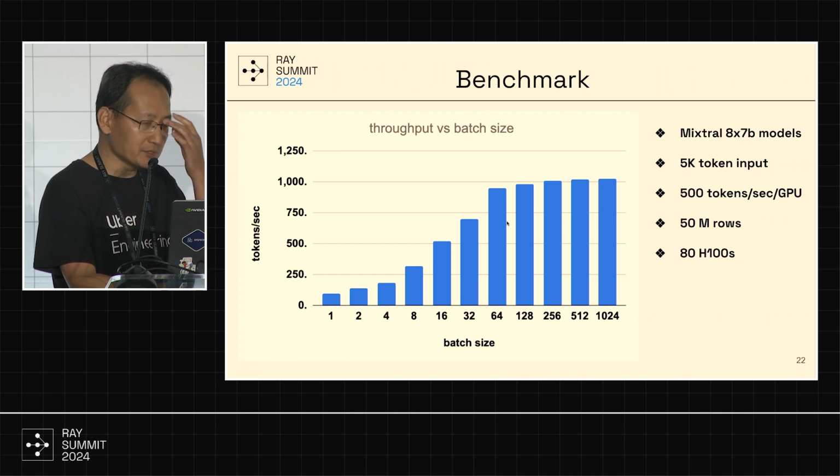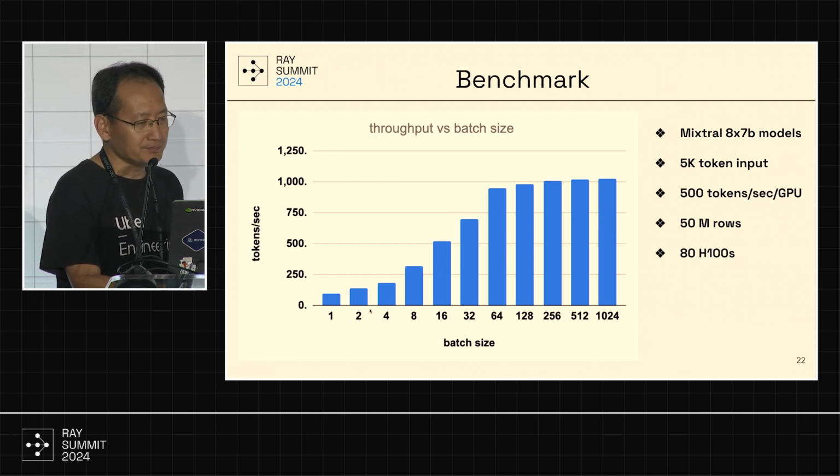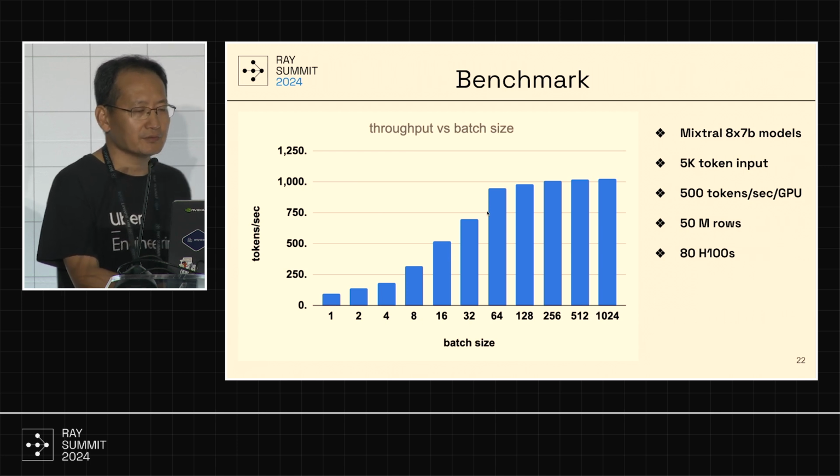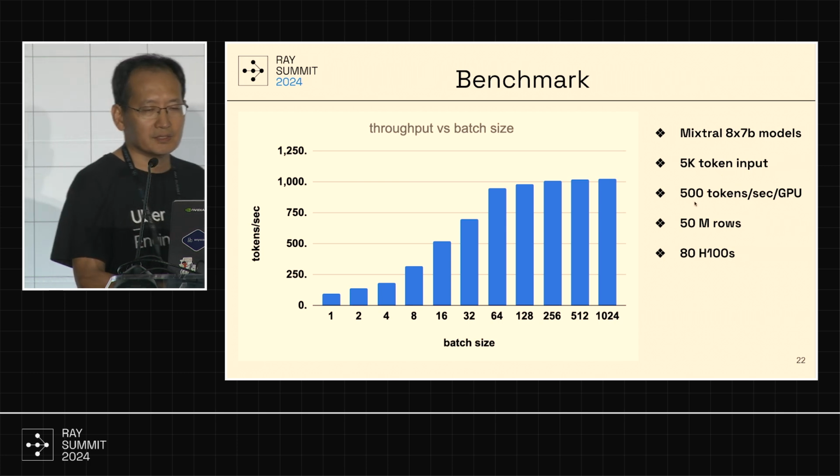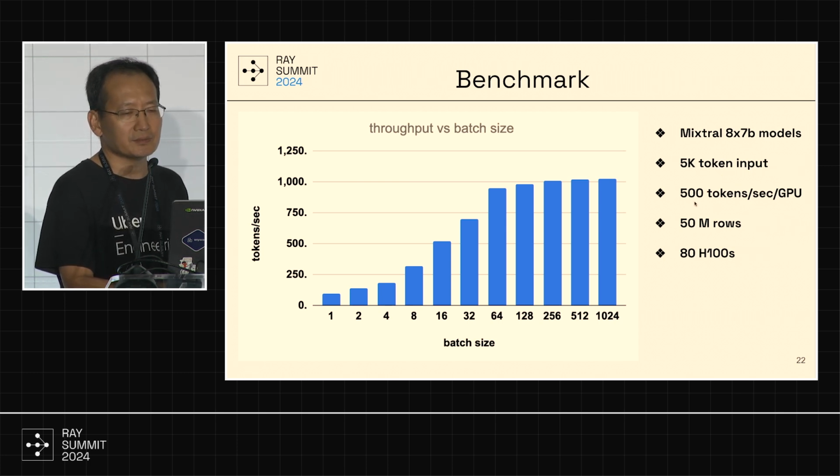Here we show some benchmark results. This shows the batch size and the number of tokens for the throughput. You see that with a larger batch size, the overall throughput can increase, but in general it flattens somewhere around a batch size of 64. For the Mixtral 8x7B model, with 50 input tokens, we can get somewhere around 500 tokens per second per GPU.